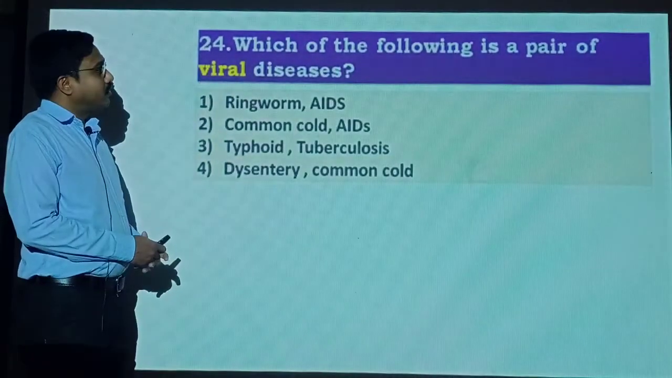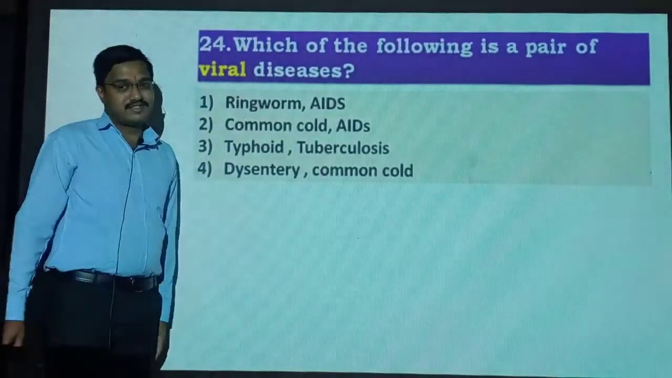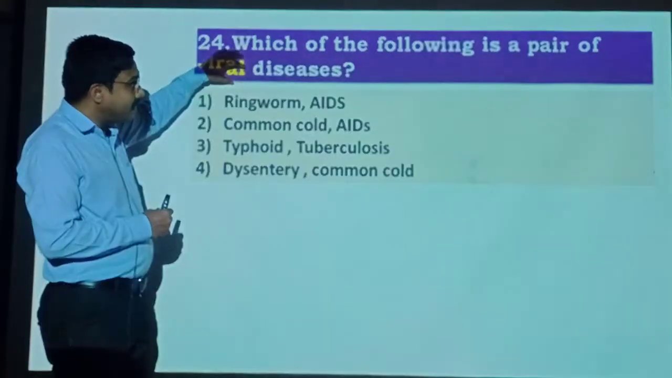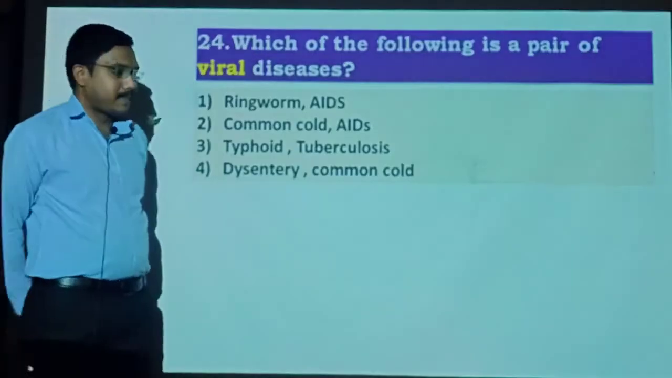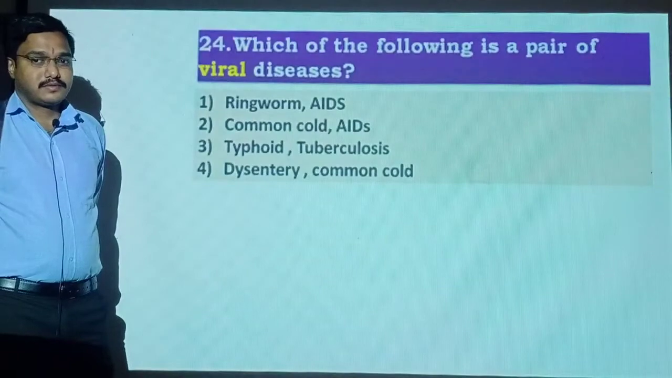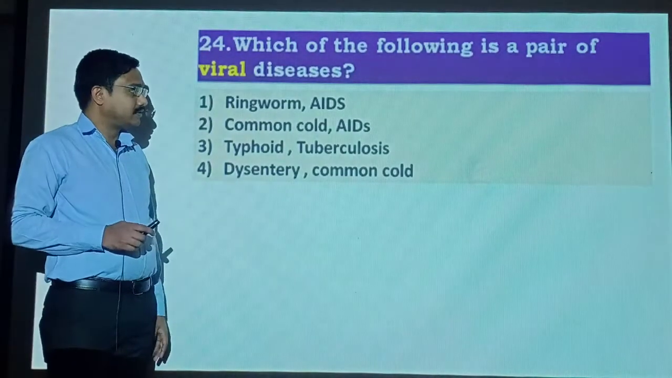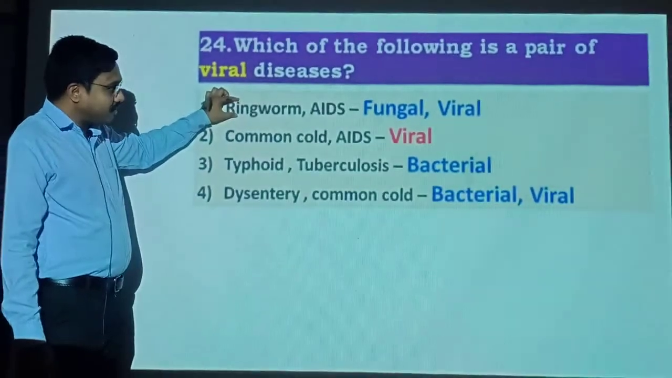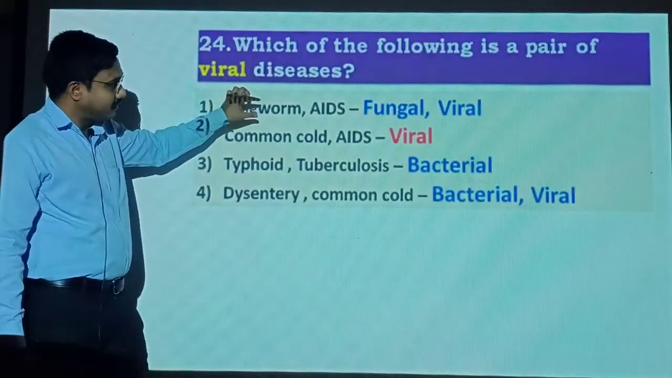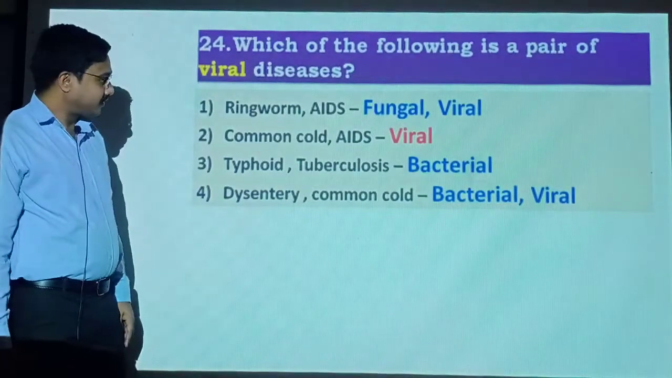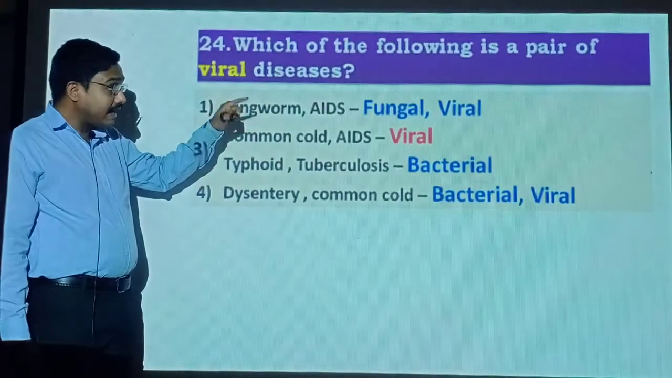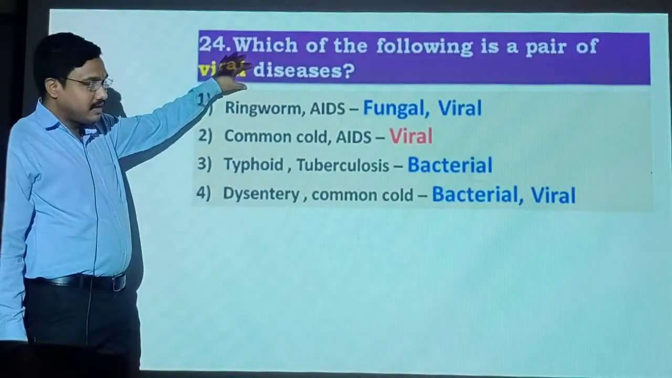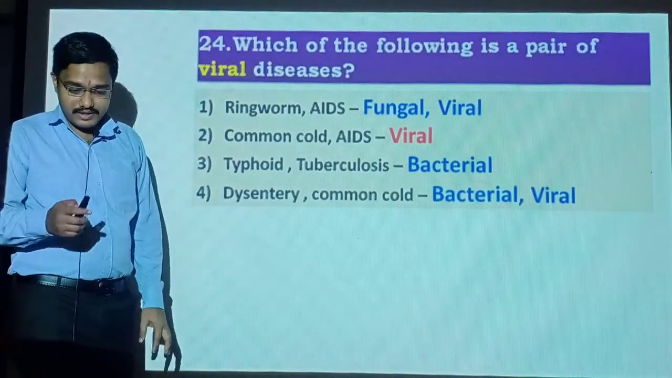Question number 24. Which of the following is a pair of viral diseases? Here we have to select viral diseases. Okay, now look here. Option 1, ringworm is a fungal disease. AIDS is a viral disease. In option 2, common cold and AIDS both are viral diseases. Therefore, we have to select viral diseases. Therefore, the right answer for this question is option 2.